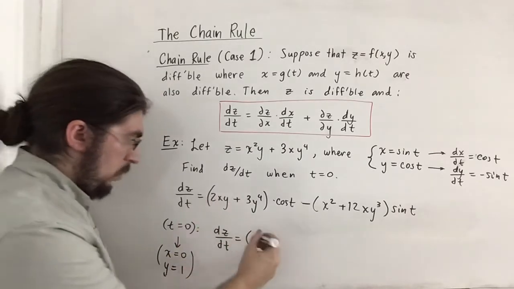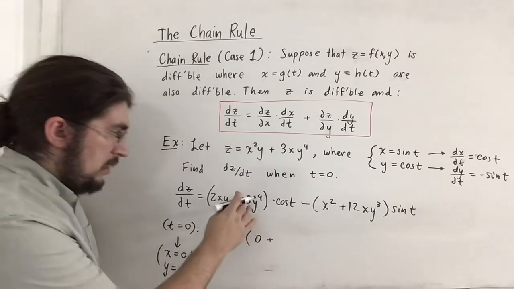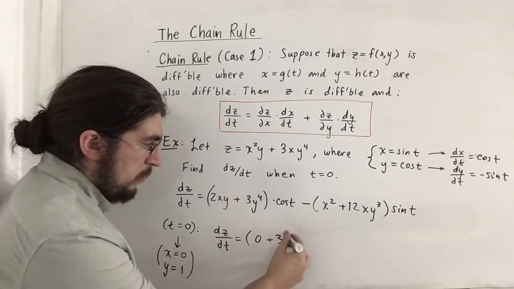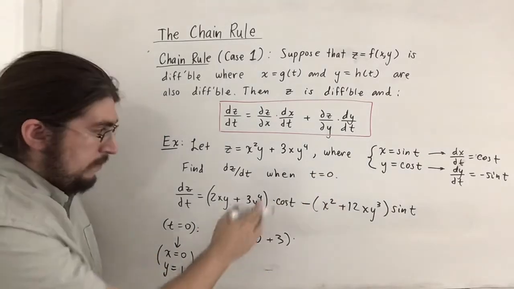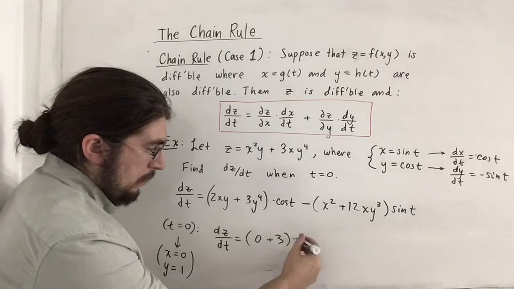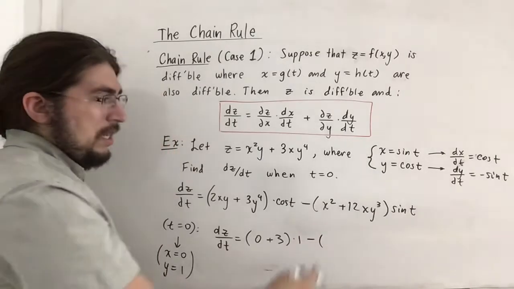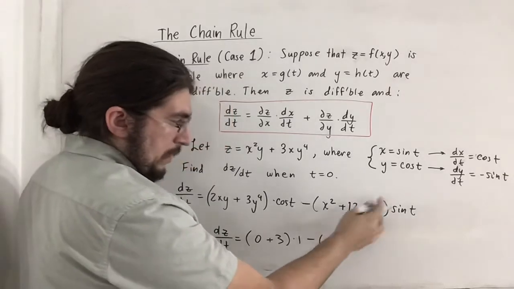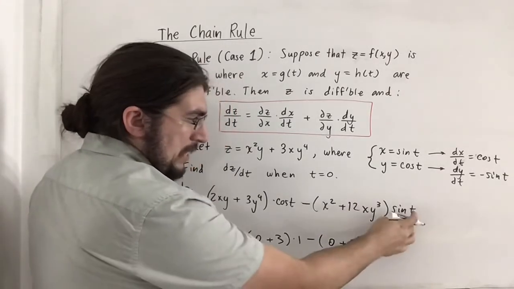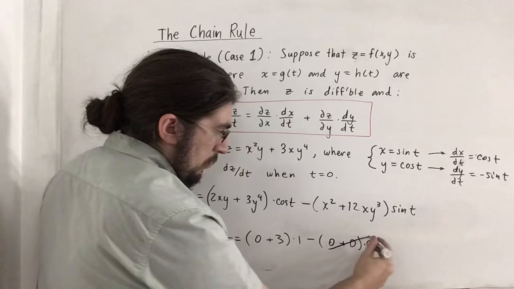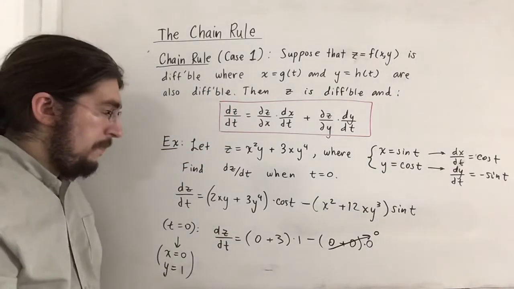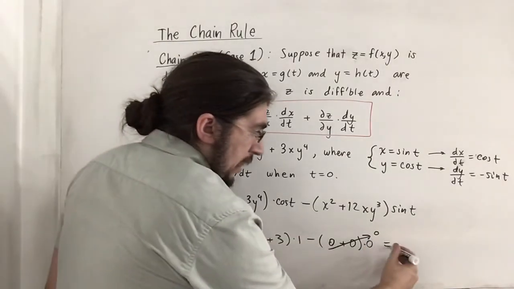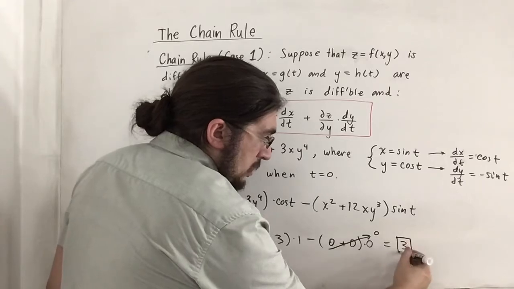So we get 2xy, so that's going to be 0, plus 3 times 1 to the 4th, which is 3. Cosine of 0 is going to be 1, minus 0 squared, so it's 0, plus 12 times 0, so that is out. And in fact, since sine of 0 is 0, this whole thing becomes 0. So that's kind of nice. In reality, all we really have left is 3. So the answer here is just 3.